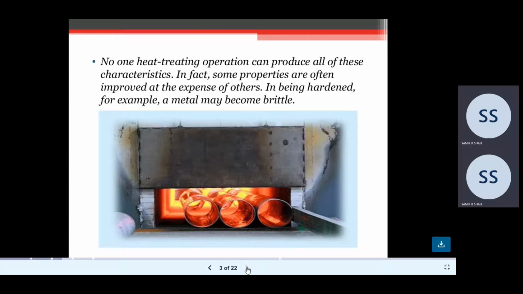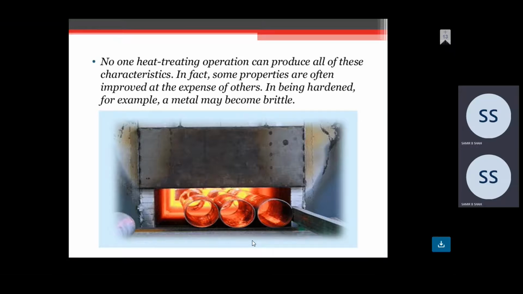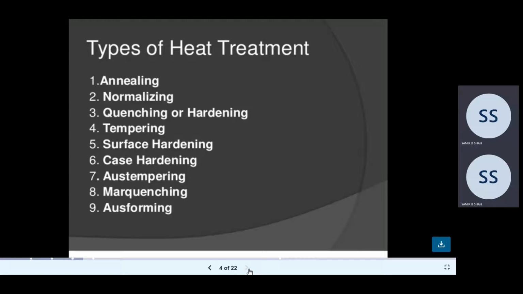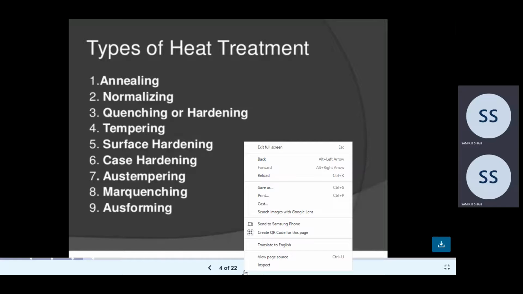So as per the requirement, we use different kinds of heat treatment processes, and as per the application, we select the different kind of heat treatment process. One figure is given to you, so you can understand what kinds of processes are done in heat treatment. The first one is annealing, then normalizing, quenching, tempering, surface hardening, case hardening, martempering, marquenching, and austempering. Now we will discuss all of them one by one.